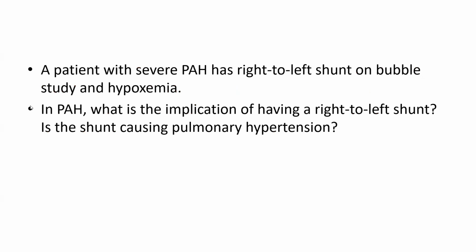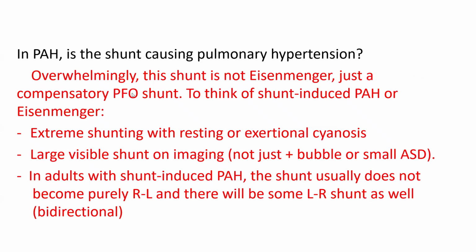So let me give you that scenario. A patient with severe PAH has right to left shunt on bubble study and hypoxemia. Again, like I explained, inherently, that's just a pop-off mechanism and it's a compensatory right to left shunt. Could it be that this is a shunt that was originally left to right and that caused severe PAH? Could it be that case? It's possible, but overwhelmingly, this shunt is not Eisenmenger, it's just a compensatory PFO shunt.